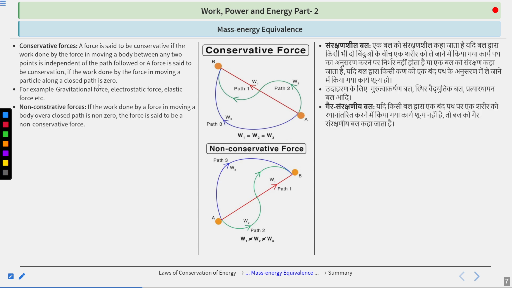Now, the non-conservative forces. On the other hand, if the work done by a force in moving a body over a closed path is non-zero, the force is said to be a non-conservative force. When it is zero, it is a conservative force; when non-zero, a non-conservative force. Just the opposite. Example, frictional force. Got it?